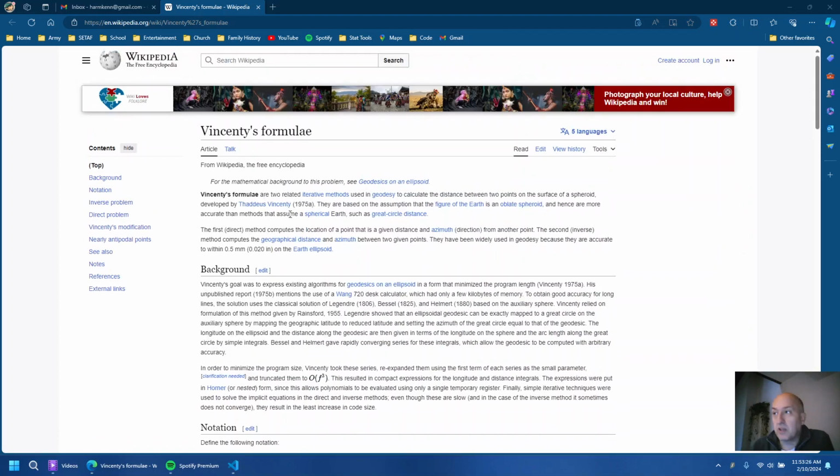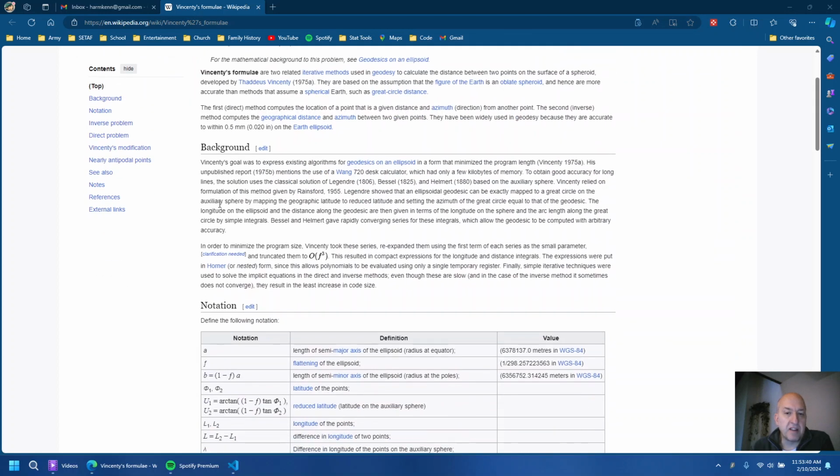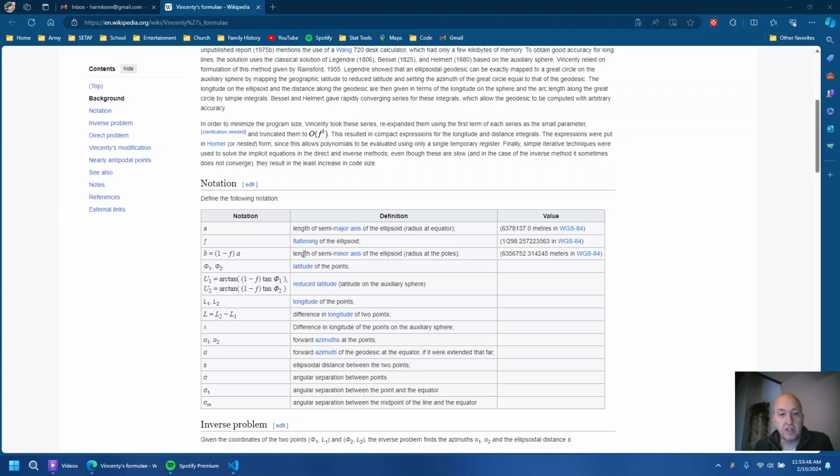The Earth is not perfectly spherical, so computing distance is a little complicated. But Mr. Vincenty invented this procedure back in the 70s, if you can imagine doing this without computers. He came up with these formulae that we've been using ever since. Very impressive what he came up with.